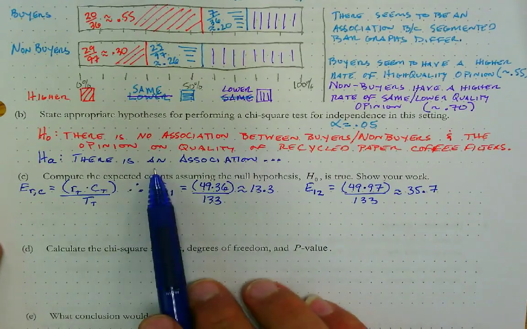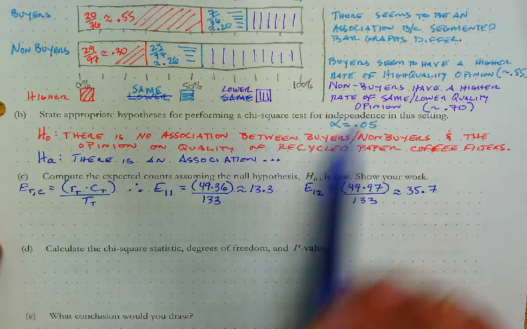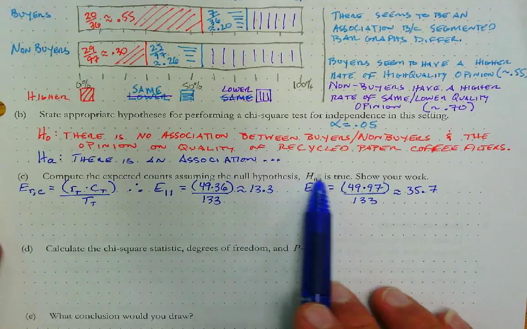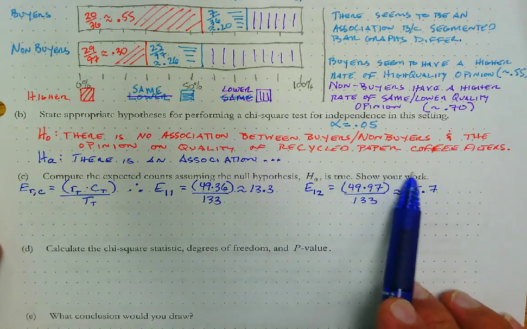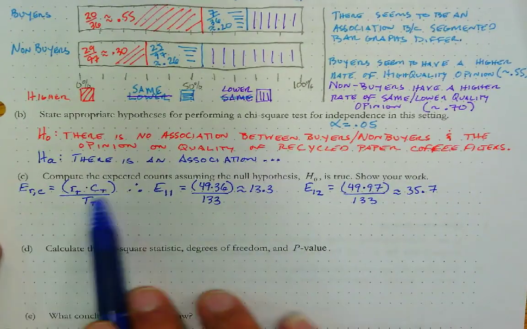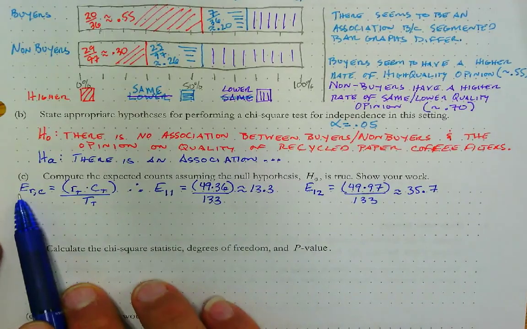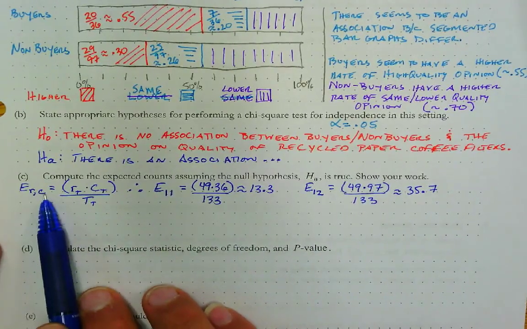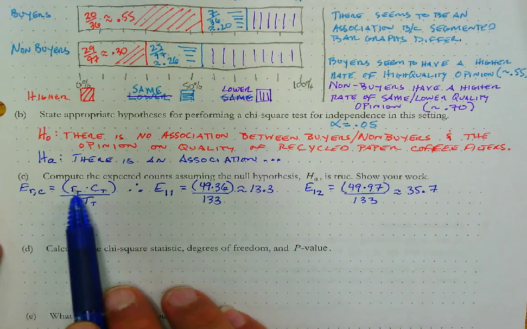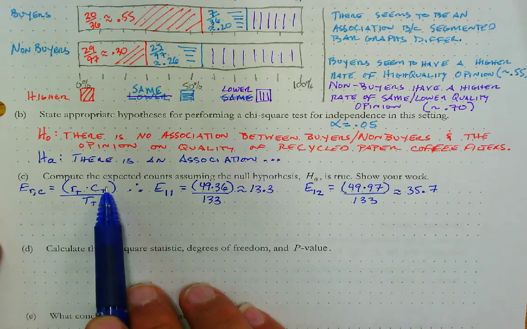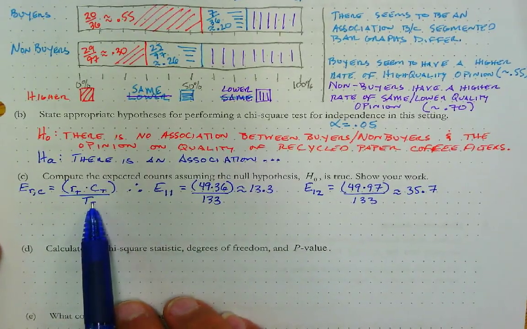For the expected counts of a chi-square test for independence, assuming the null hypothesis is true, the formula that we can use is this formula. The expected value for a particular row, particular column, is given by that row total times the column total all over the total.